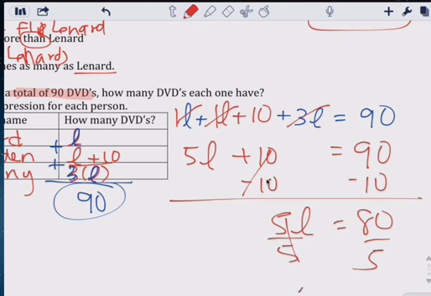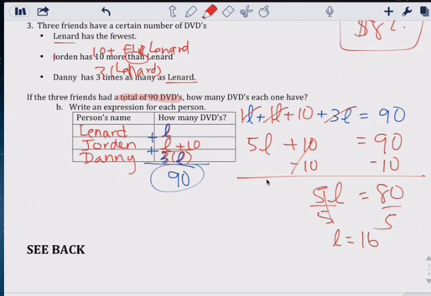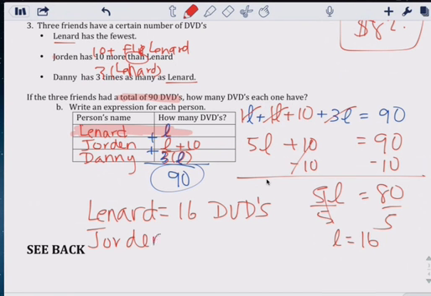So L equals 16, and L belongs to, of course, Leonard. Leonard got 16 DVDs. Okay, Jordan then is 10 more than Leonard. So if Leonard got 16, 10 more is 26 DVDs.